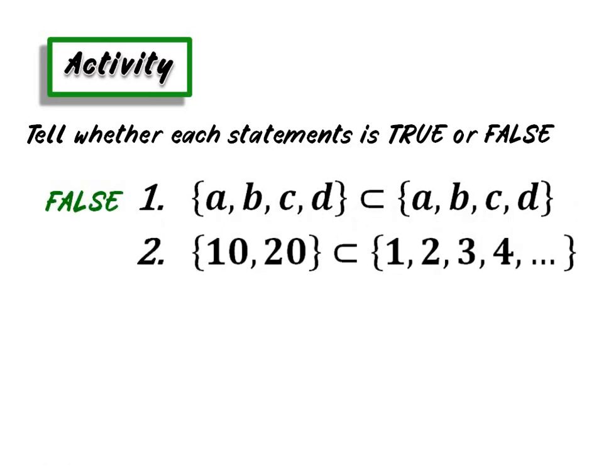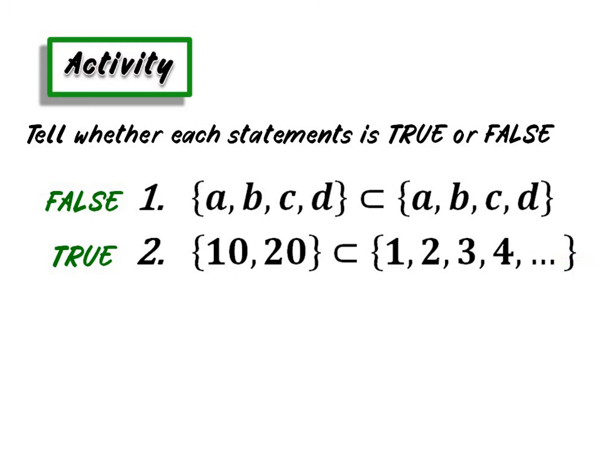Number 2. The set containing 10 and 20 is a proper subset of the set containing 1, 2, 3, 4, and so on. Is it true or false? Very good. The answer is true because the elements 10 and 20 are also elements of the given set containing 1, 2, 3, 4, and so on. There are still elements following 4, and this goes on to positive infinity.